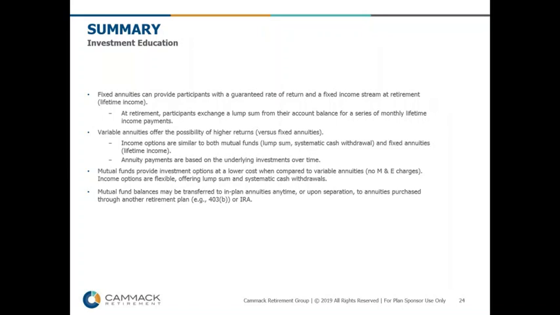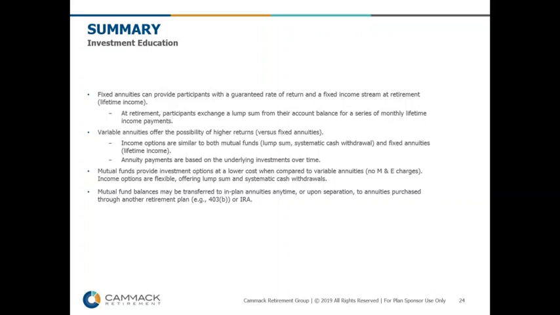So we're getting close to the end and we'll start looking at questions, but the last couple of summary slides I think are really good. Fixed annuities can provide participants with a guaranteed rate of return, a fixed income stream at retirement if they take the lifetime income. At retirement, the participant exchanges a lump sum for their account balance, for a series of monthly lifetime income payments. Variable annuities offer the possibility of higher returns compared to fixed annuities.